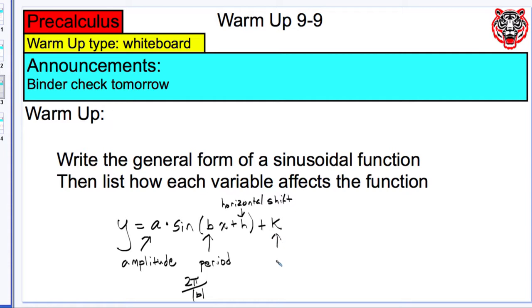And then k, that's your vertical shift. Vertical shift, and you might be saying, wait, what? And that's because the name we normally associate with him is midline. This shifts the entire function up or down, which changes the midline by making the midline go up or down. All right, cool. So that's the warm-up.